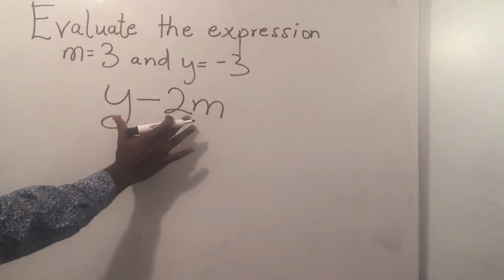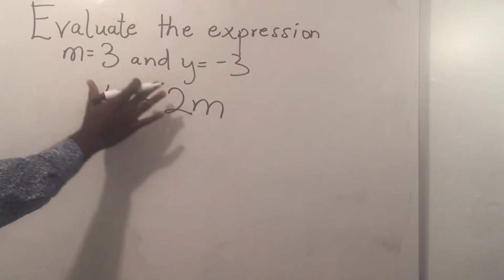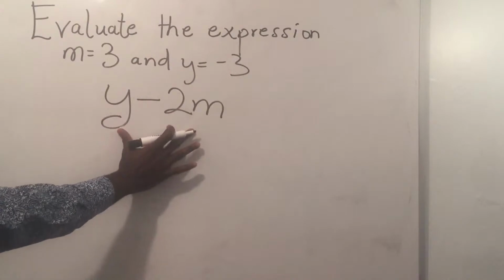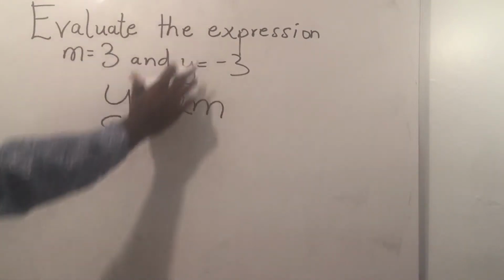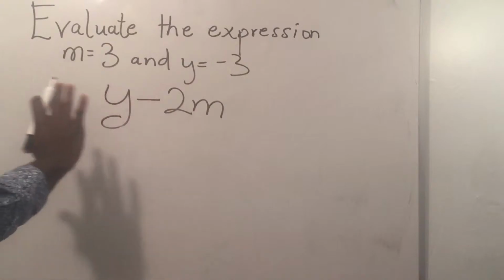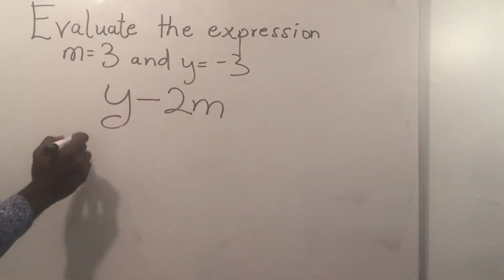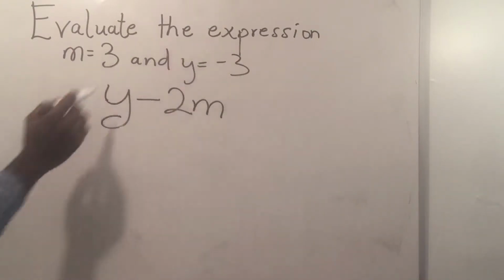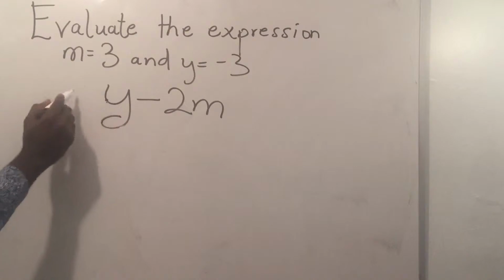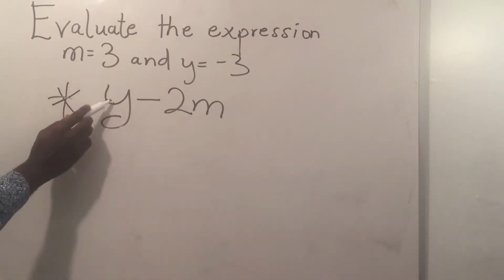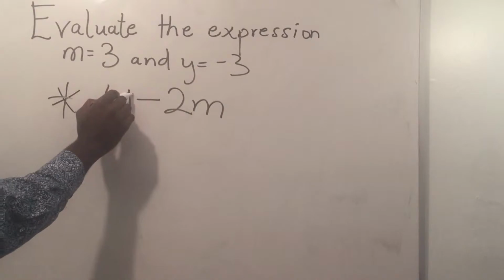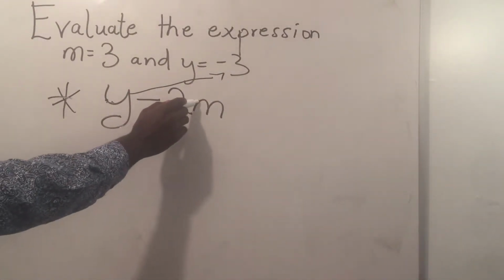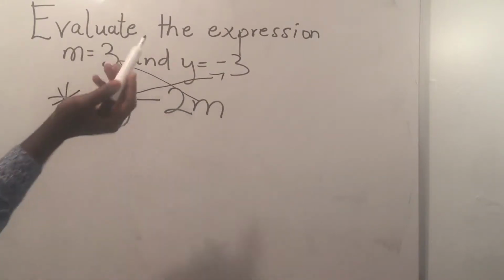Whenever you've been given an expression and they've given you the values for the variables in the expression and they're telling you to evaluate that expression, all you've been asked is, where you see the variables, just plug in the numbers that they gave you. So like this one, this is the expression right here. Where you see the y, you just plug in that number right there. Where you see the m, you just plug in the number that they gave you.